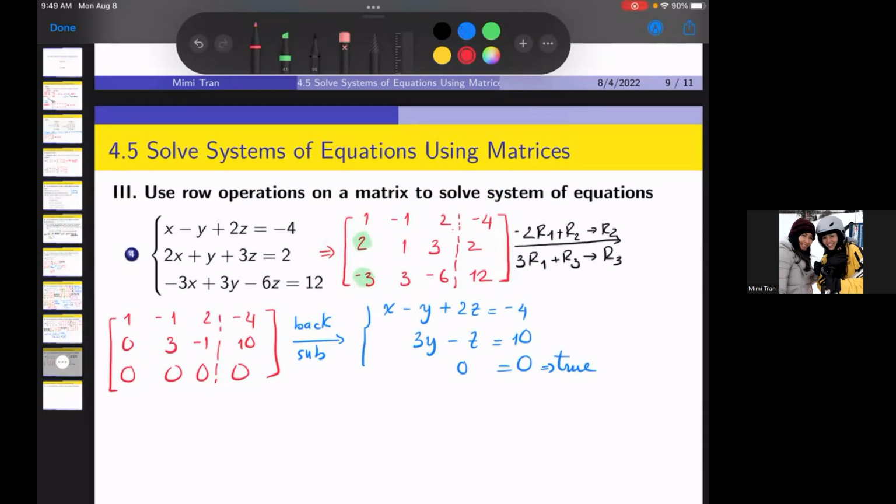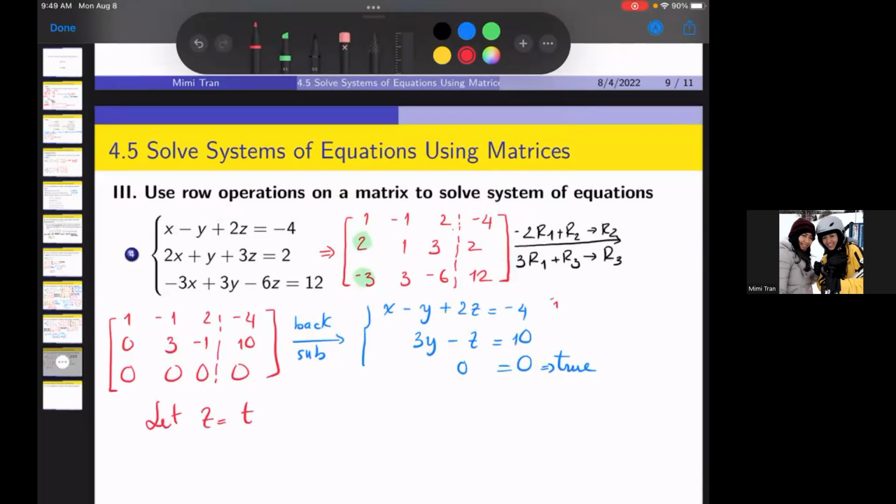What I'm going to do next is I'm going to let z be a free variable. The reason it's called free is because you can let that variable be any number you want, and the other variables depend on that variable. So I'm gonna let z equal t. T is a parameter. So let z equal t.